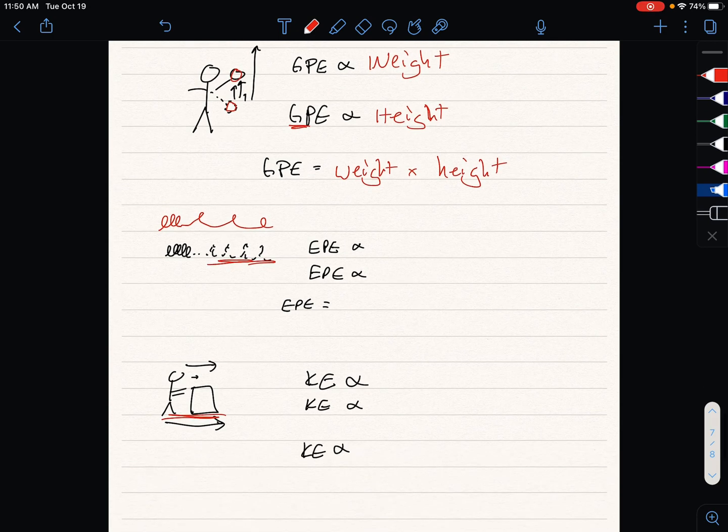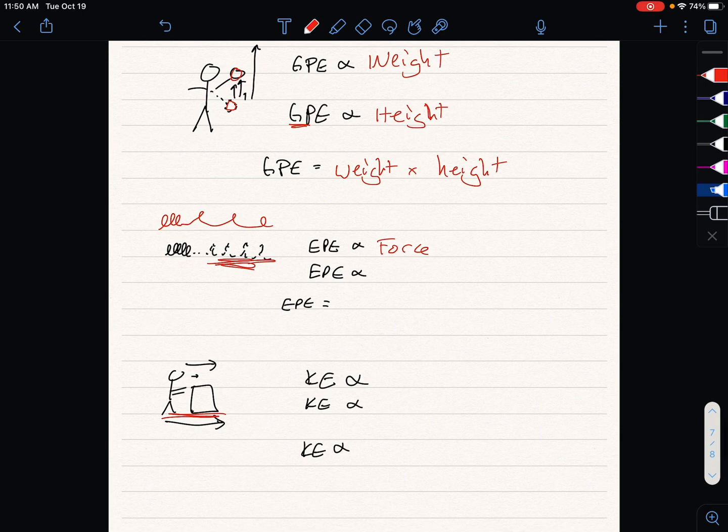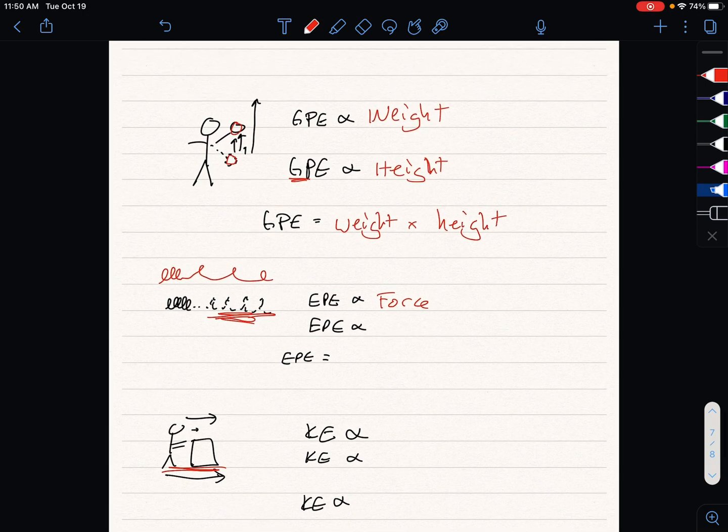Well, with the spring, it's going to be how hard you had to actually pull, the amount of force that you used to stretch it. So a really light, easy spring, or like a rubber band, you're not going to store much energy in that thing. If you have a really stout, hard, stiff spring, you can store more energy in that. So the amount of force you use to stretch it.